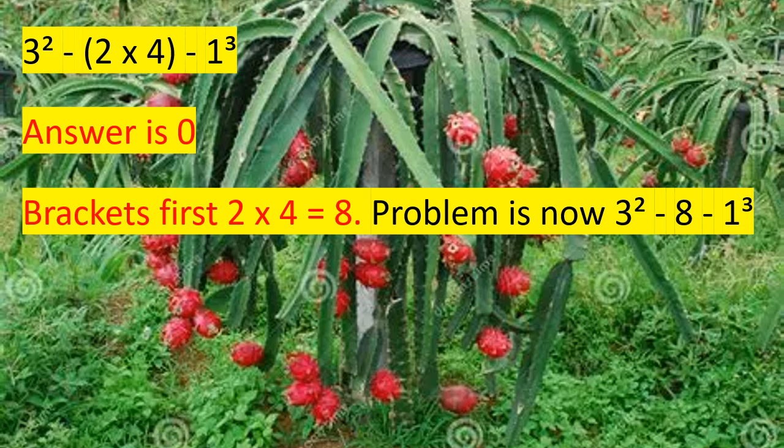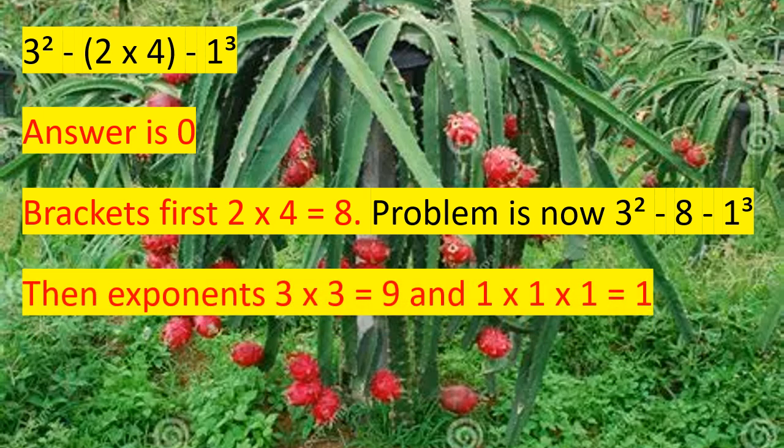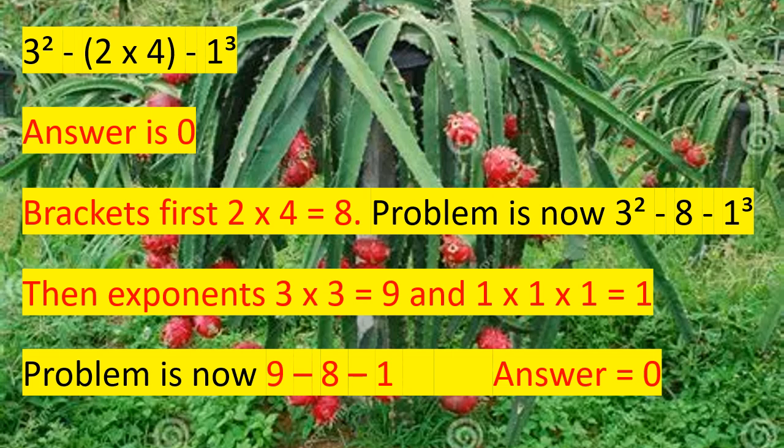Well, we do the brackets first. 2 times 4 equals 8. So now the problem reads 3 squared minus 8 minus 1 cubed. Next step, we do the exponents. So there's 2 of them. First one, 3 times 3 equals 9. And the second one, 1 times 1 times 1 equals 1. So now it looks like 9 minus 8 minus 1. And we calculate that one, and the answer is 0.